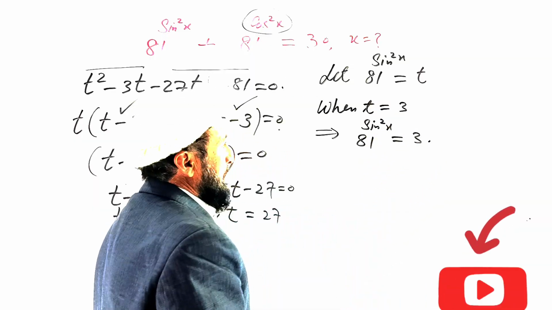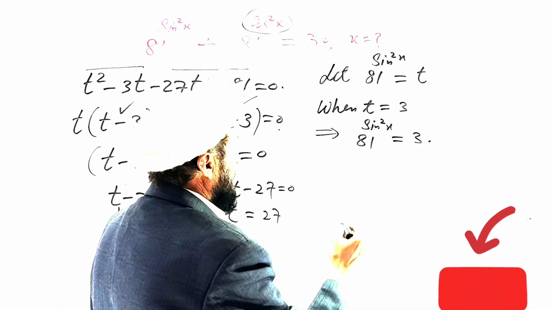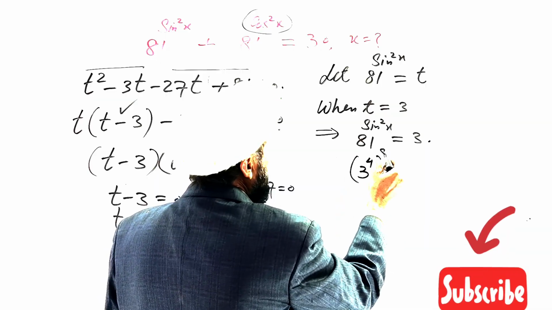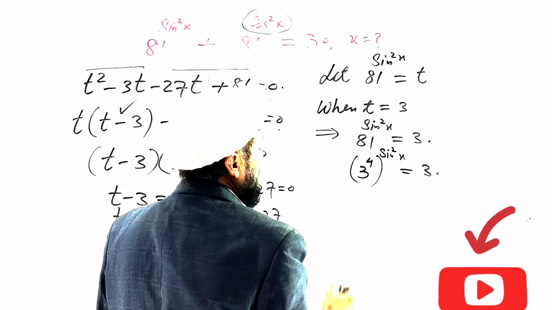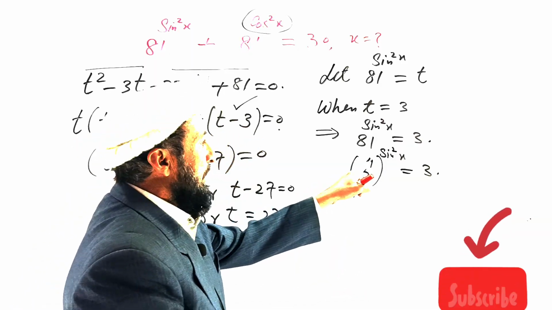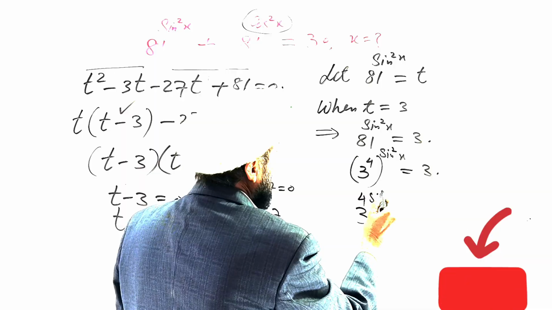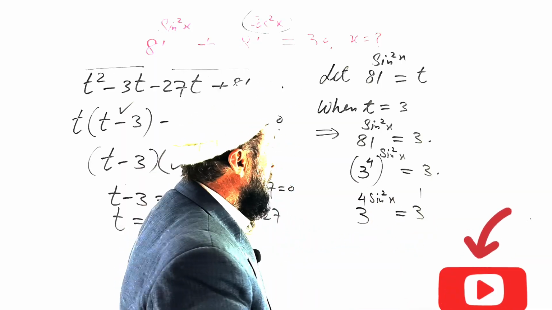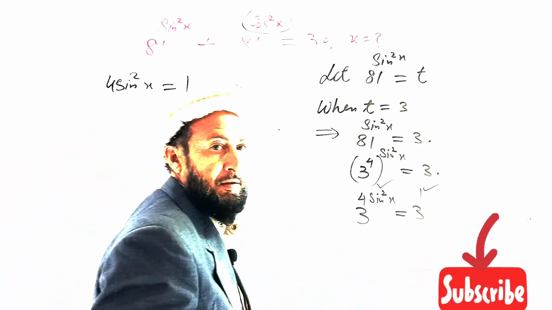Now we try to make the bases. Here is 3 and we are trying to make 81. We can write 3 exponent of 4. We get 3^4 sin square x is equal to 3. Now according to the double exponent rule, we can multiply: 3 to the power 4 sin square x is equal to 3, where the power is 1. Bases are same. Now we are comparing their exponents.